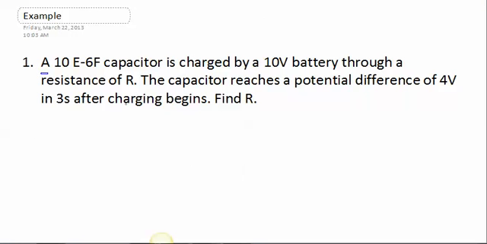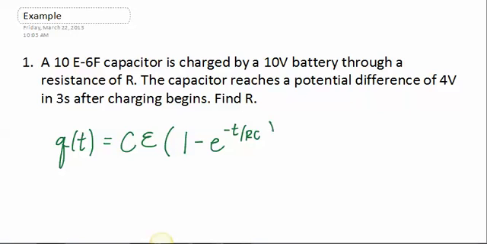Here we go. So if we have this situation where we've got the capacitor, we have the 10-volt battery, blah, blah, blah, and we're trying to find the resistance. We've got the 4 volts in 3 seconds. Let's look at the Q of t equation. Q of t was equal to what? The capacitance times the EMF times 1 minus e to the negative t over RC.